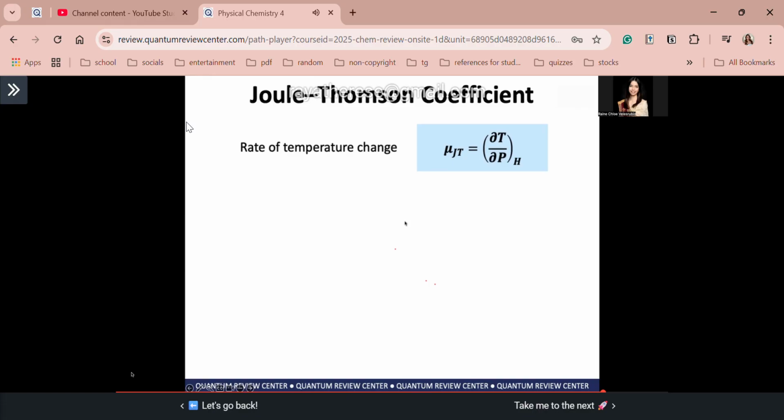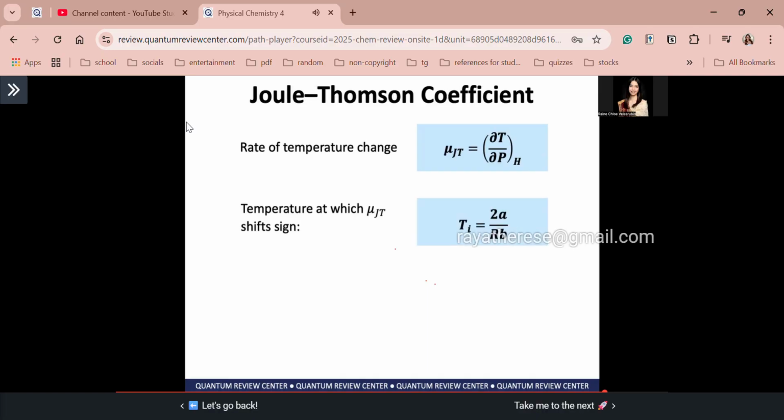Again, it is the rate of temperature change, based on our discussion in the crash course of thermodynamics 2. But again, the temperature at which the mu JT shifts sign is what we call the inversion temperature. Inversion temperature is equal to 2A over RB. It is the temperature at which our real gas changes behavior in terms of heating or cooling when we allow it to expand or when we decrease the pressure.